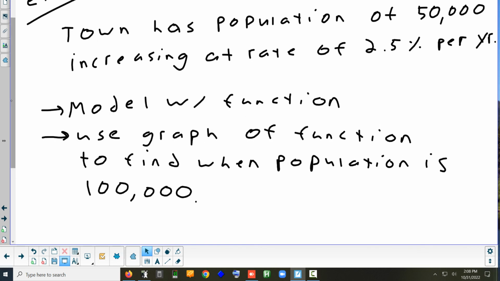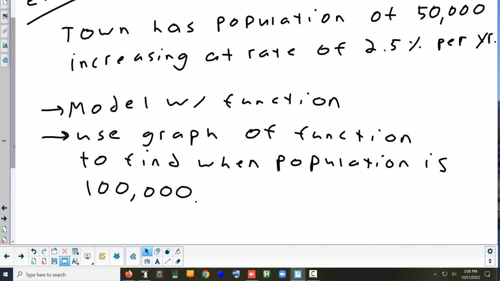Okay, first step is to decide, is this an exponential growth or a decay problem? If we use the wrong formula, we're going to get the wrong answer. Is this problem about something growing or decaying? Growing. What word tells you that this is about growth? Right, it says the population is increasing.